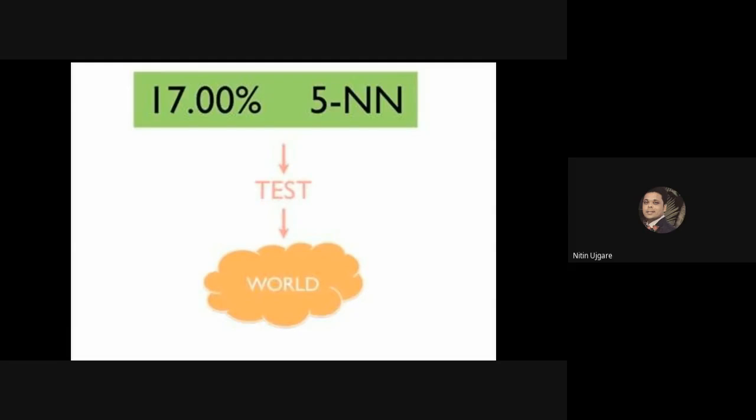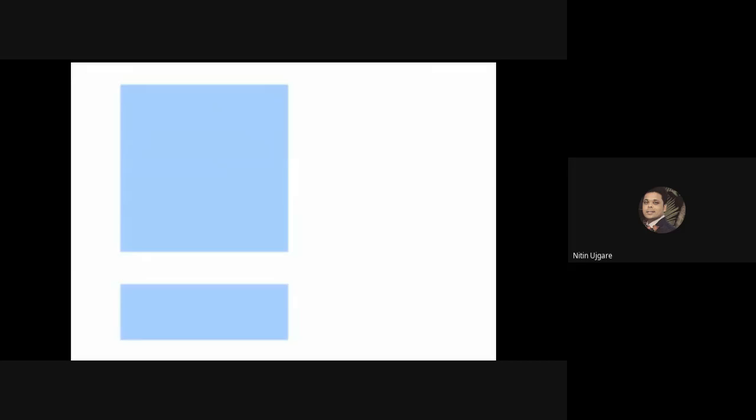First, we separate our data into two parts. The first part of the data will be used for model selection, and the second part will be used to test the model on the unseen world. So the first part of the split data will be used to select the model, whereas we keep the second part aside from the original data set.